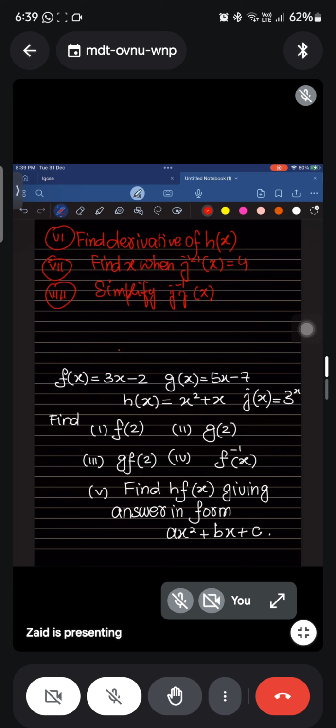We're supposed to do the parts in red as well, right? Yeah, parts in red. Okay. Yes.